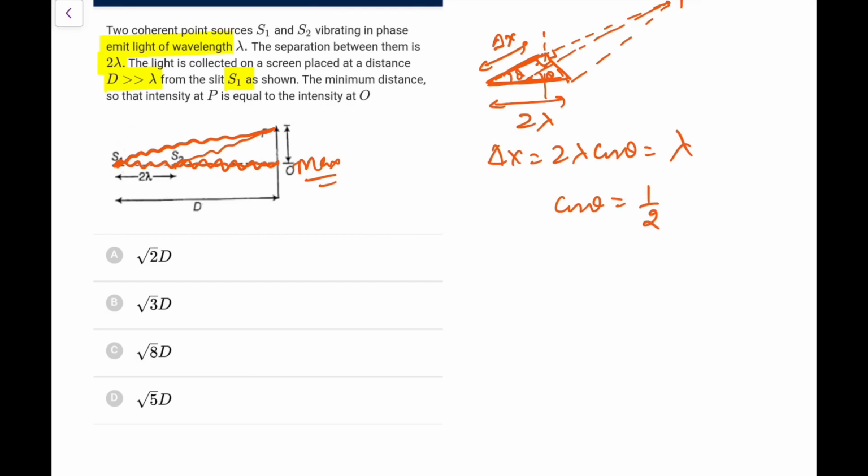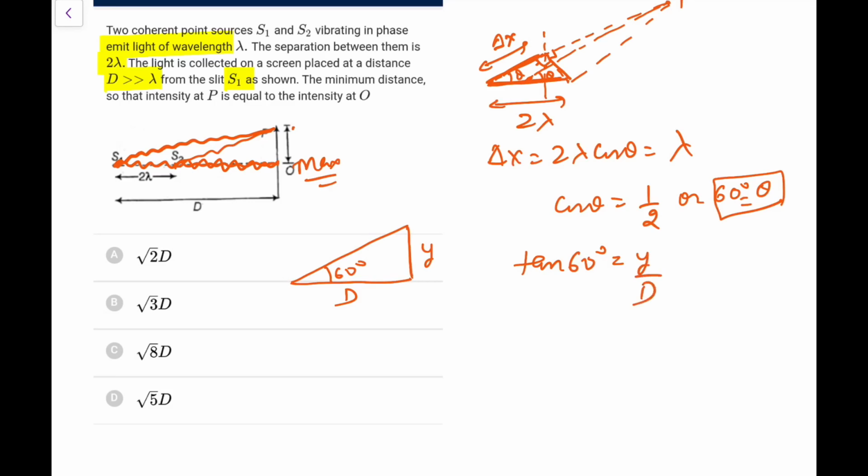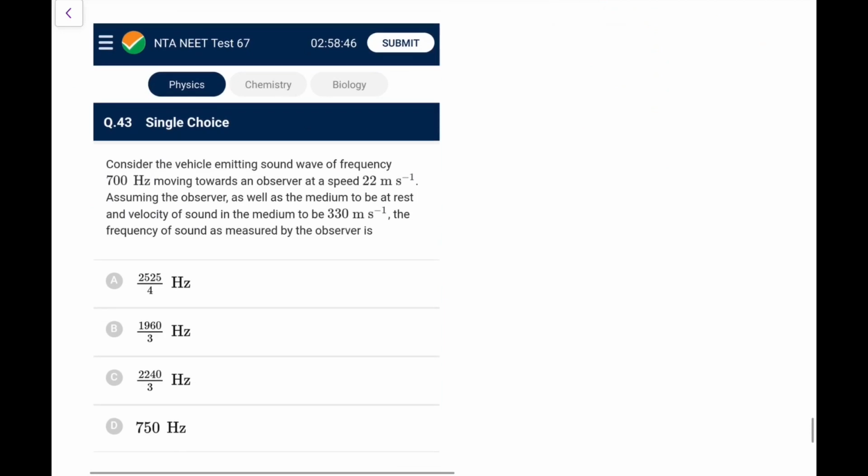So what do you need? This distance. Now what is this particular distance? First of all, cos theta is 1 by 2, you know, at 60 degree. So theta comes out as 60. Let me draw this figure again. So this angle comes out as 60 degree. This is y and this is approximately d because d is greater than lambda. So what I can write, tan of 60 degree is equal to y by d. So y is equal to, you can directly say, root 3 d. So we'll go for option B here. Just using those YDSE rules, you can do this here also.